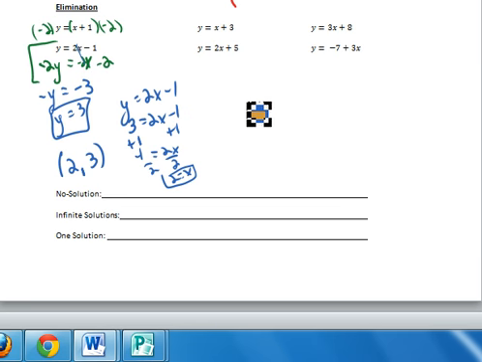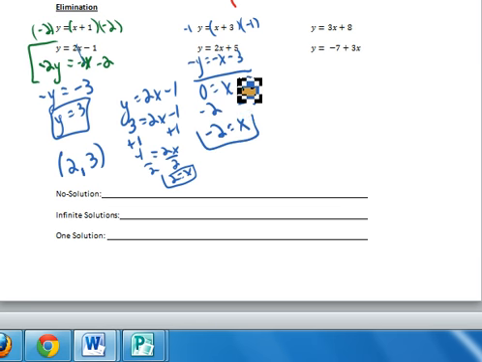If you look at the next one, let's eliminate y this time. We can eliminate either variable, but let's just go with y. In order to add these two equations together and get our y's to cancel out, one has to be negative, one has to be positive. So I'm just going to multiply the top one by -1. So now we have -y equals -x minus 3. We add these two equations together, we get 0 equals x plus 2. We subtract 2 from each side and we get x equals -2.